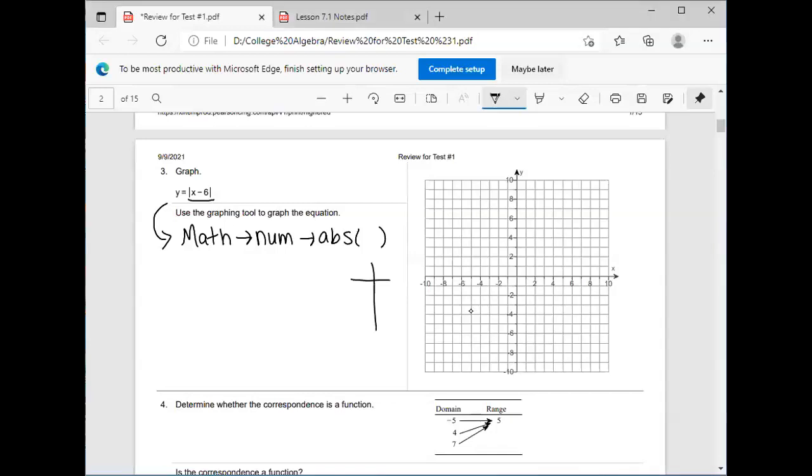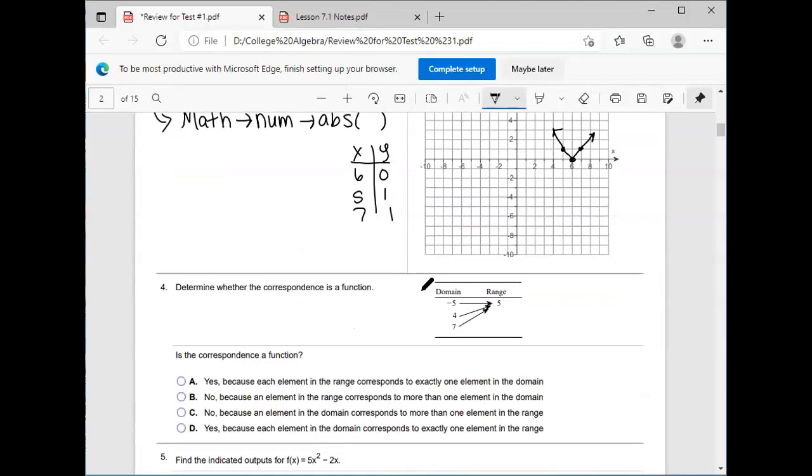We said we would pick the 6, 0 because that was the vertex. And then we could do 5, 1, and we could also do 7, 1. And that makes that V shape for us. Okay. Questions about that one?